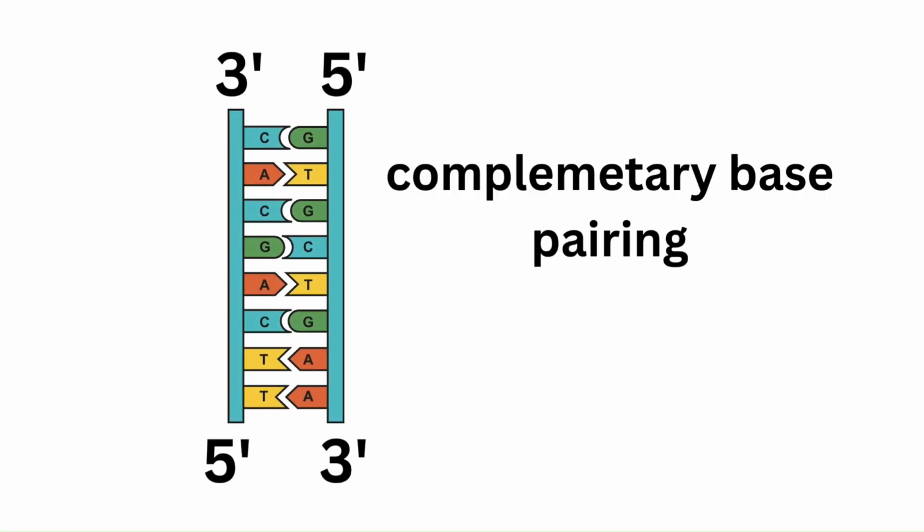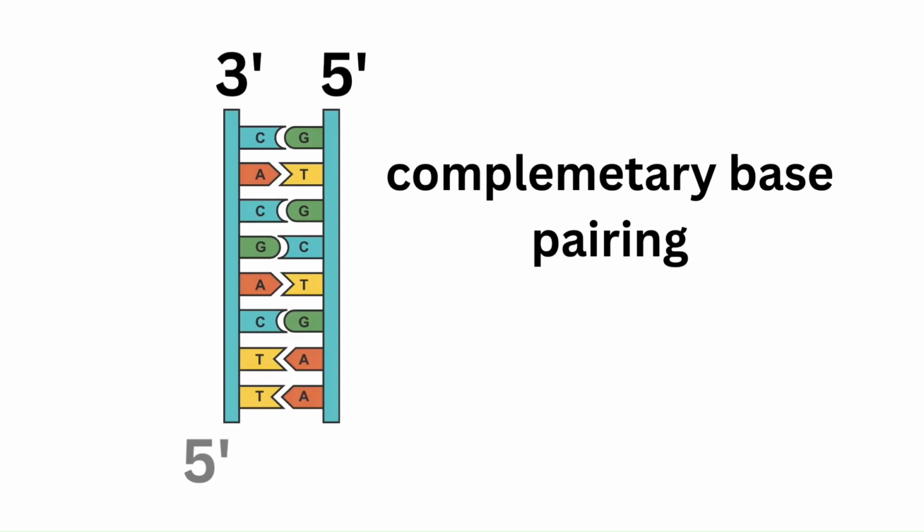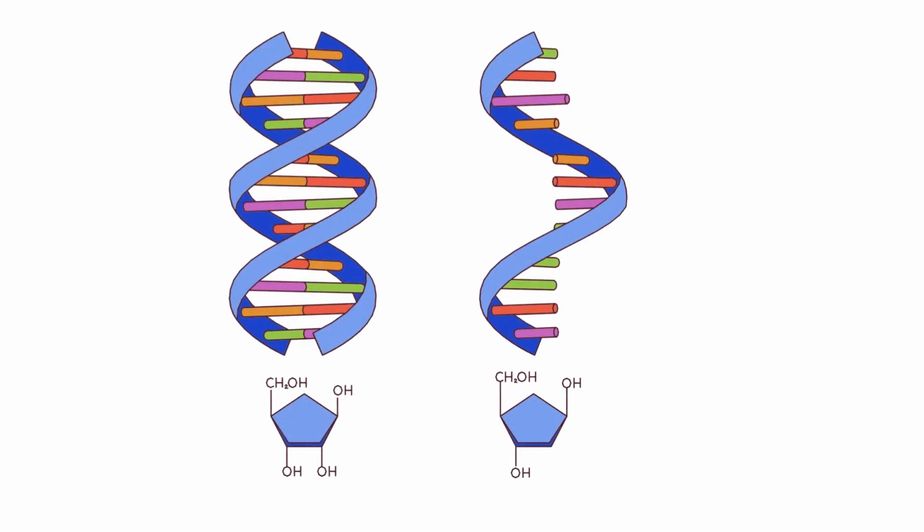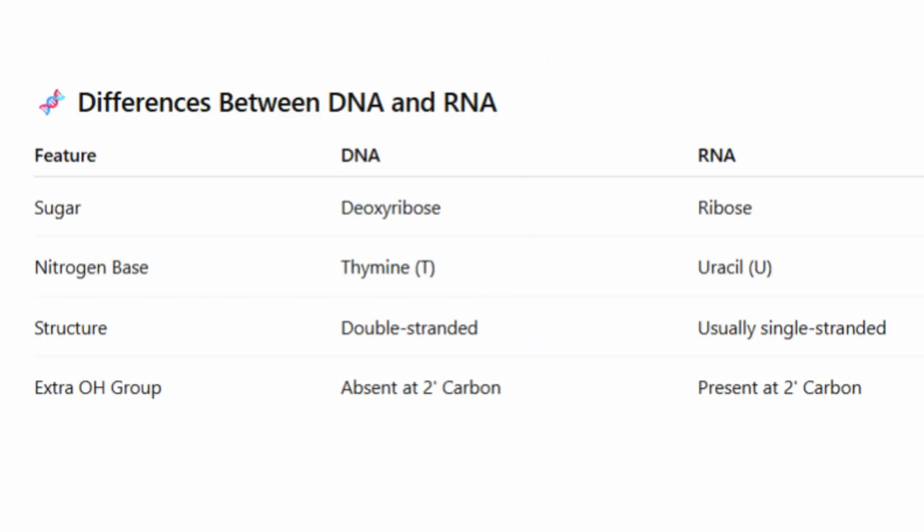Additionally, the two strands run in opposite directions, one from 5' to 3', and the other from 3' to 5'. This arrangement is called antiparallel orientation. Together, base pairing and antiparallel arrangement hold the DNA strands tightly and precisely, creating the iconic double helix, the molecule of life. Let's understand the key differences between DNA and RNA, the two fundamental nucleic acids in living organisms.